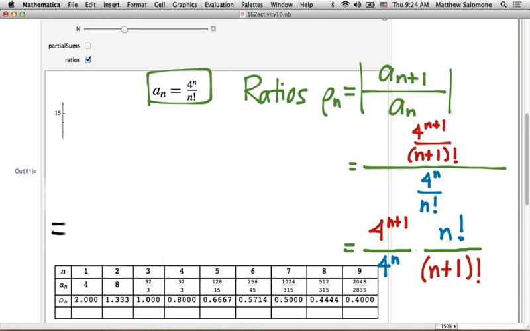So let's write that one in. That one's the simple part. Now the fun part is figuring out what happens when I divide n factorial by n plus 1 factorial.